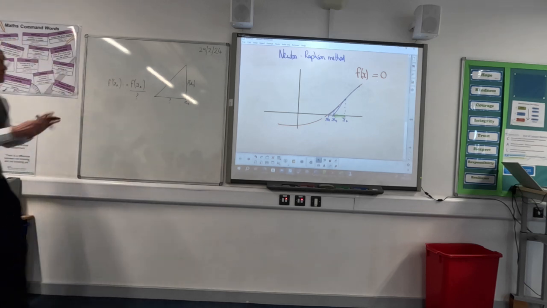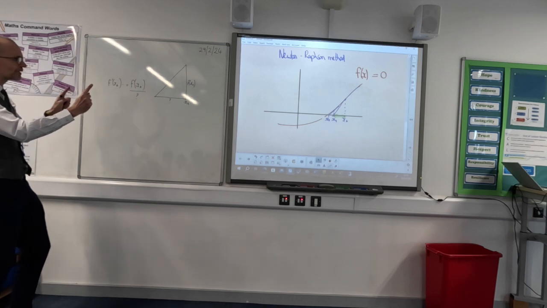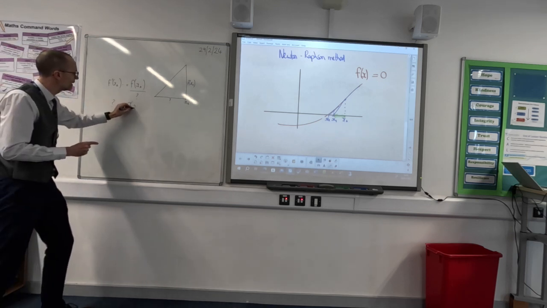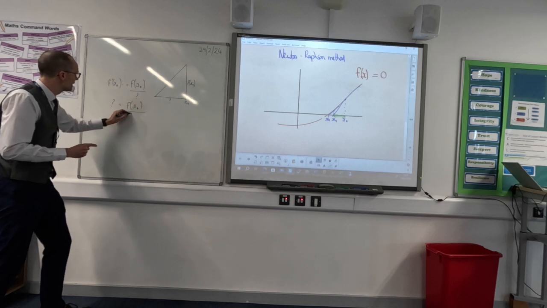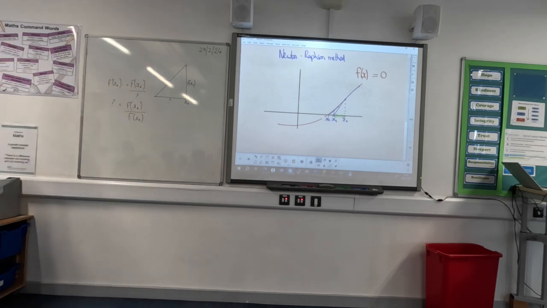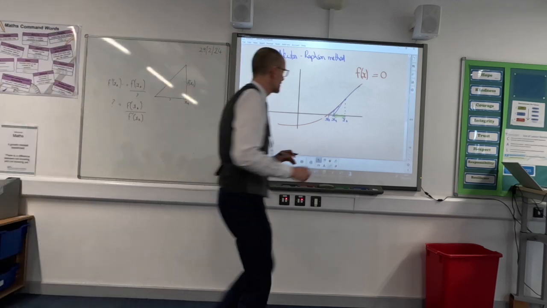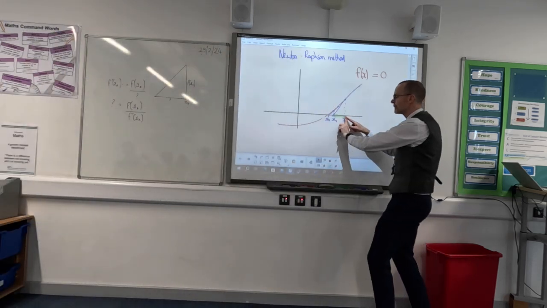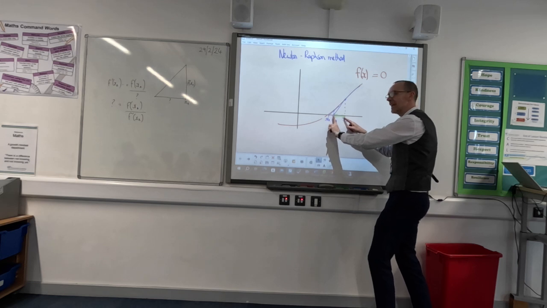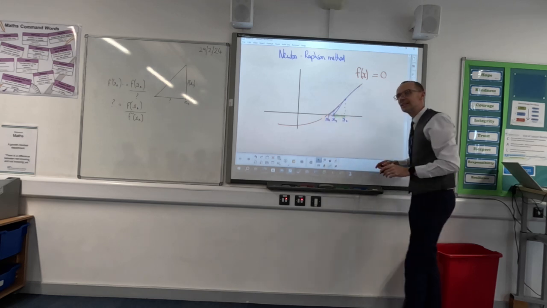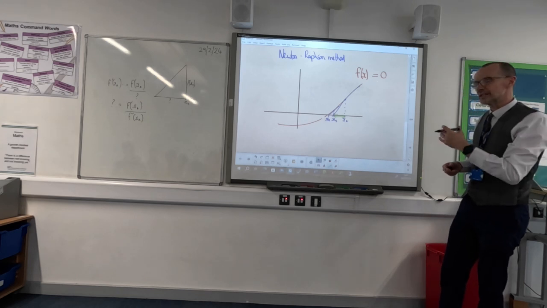So the gap, how far I need to move to get to my next x value, if I rearrange that formula, is that. So I start at x0, and then that calculation tells me how far I move back to get to x1, and then that calculation would tell me how far I move back to get to x2, etc., etc., etc.